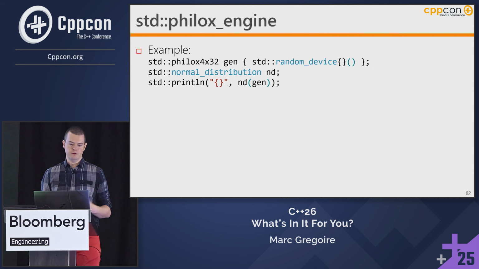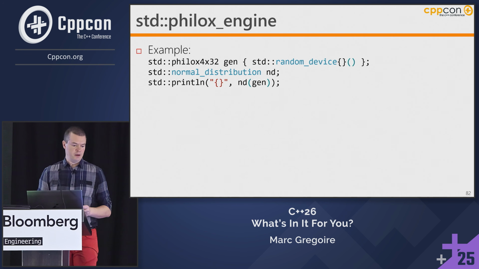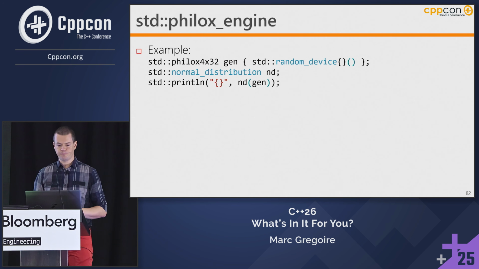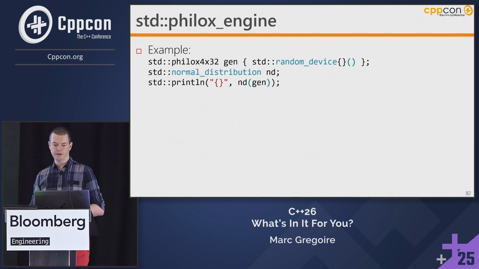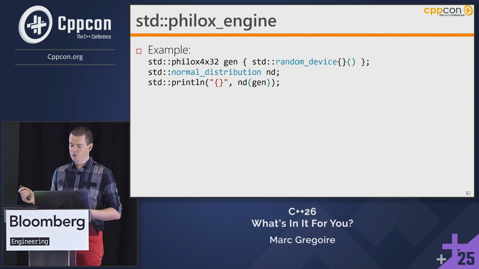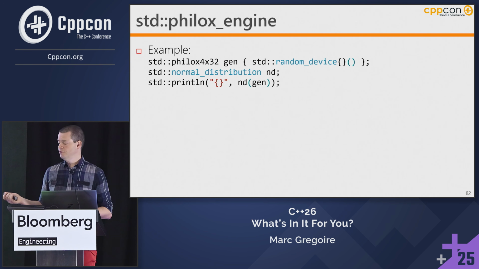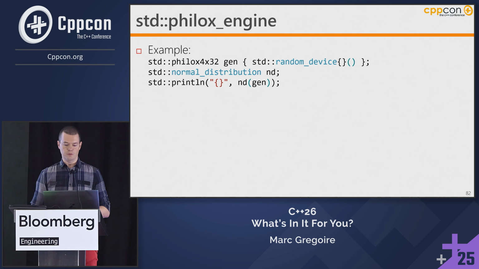Using them is straightforward if you can use any of the other random number engines. So here we just create a Philox 4x32, seed it with a value from a random device. We use a normal distribution, and we generate a random number using that new engine and the normal distribution.